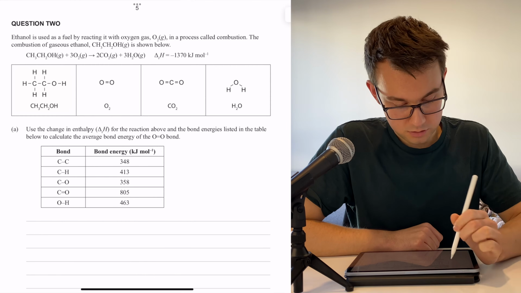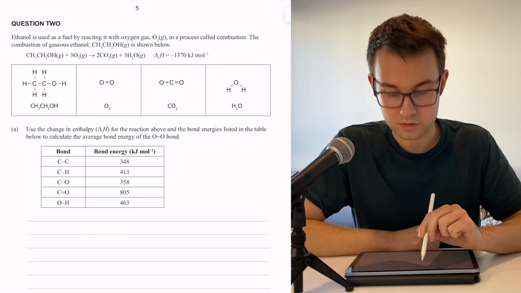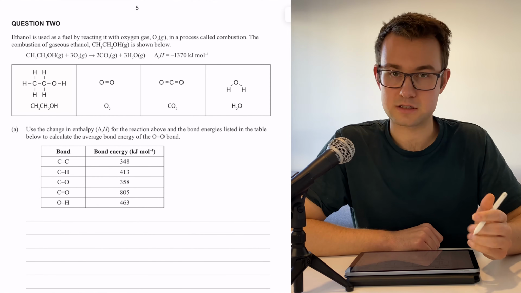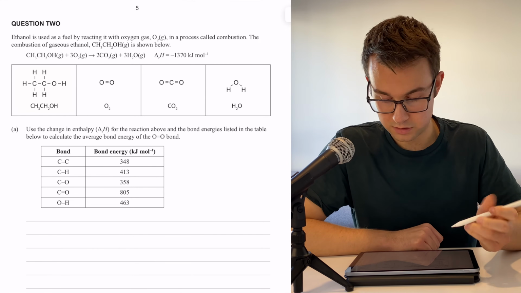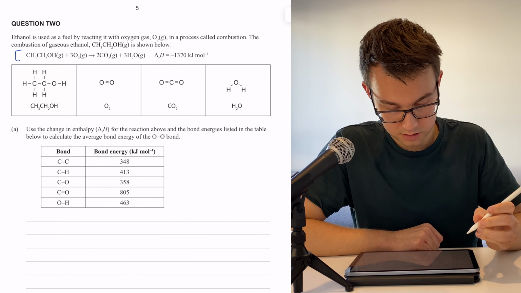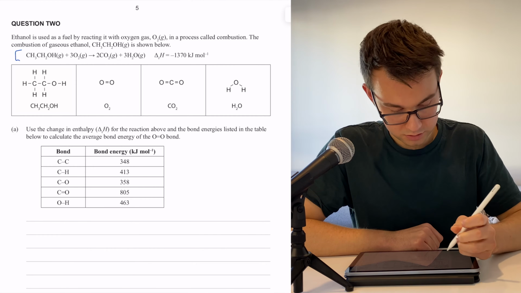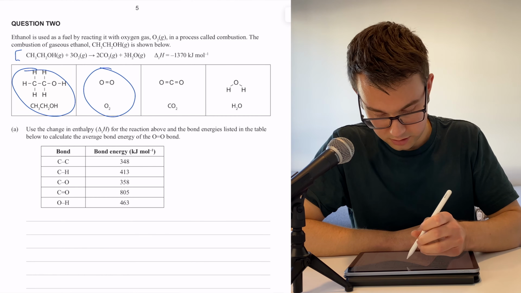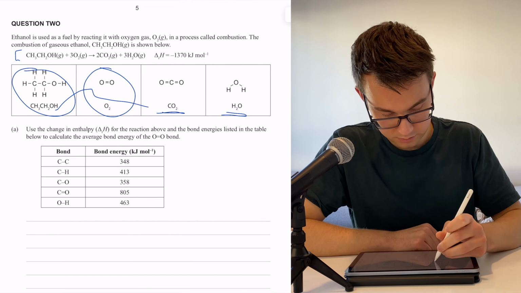Question number 2. Ethanol is used as a fuel by reacting it with oxygen gas in a process called combustion. The combustion of gaseous ethanol is shown below. What do we have? We've got ethanol plus some oxygen going to CO2 and water.